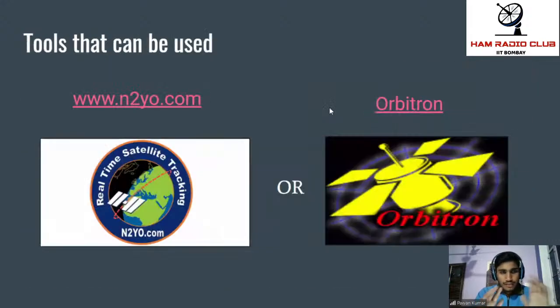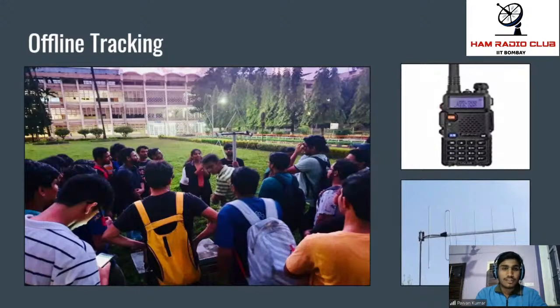So we find out the pass using this website or the software. Now the time for the real pass is coming. That was the pre pass thing: we are finding the pass, we are finding the location of the satellite, etc. Now we are coming to the real pass thing. In the real pass, we have to do the tracking. In this phase, we need our ground station and our pass information.